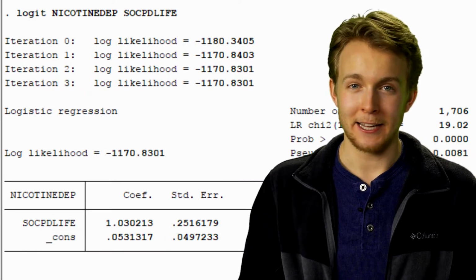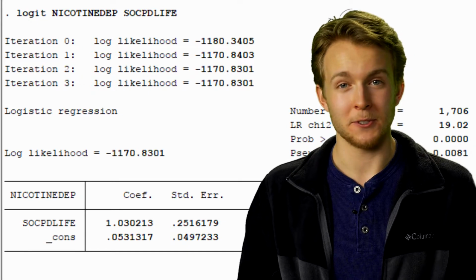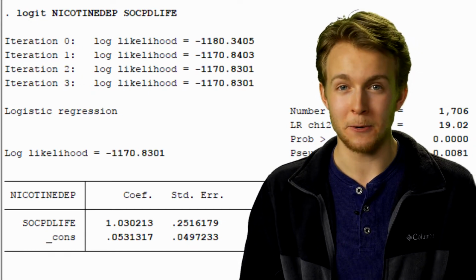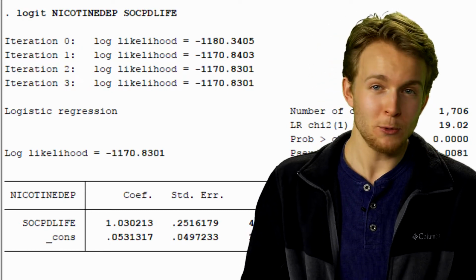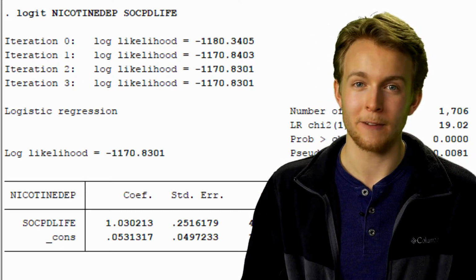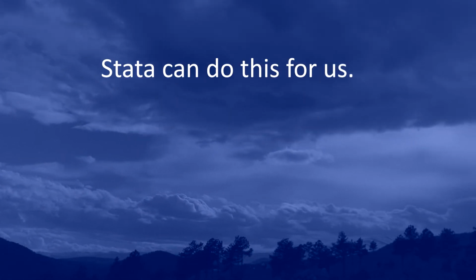So how do we calculate the odds ratio? It is possible to do this by hand. The odds ratio is the natural exponentiation of our parameter estimate. Thus, all we would need to do is calculate the power of our parameter estimate. However, we could also let Stata do this for us.